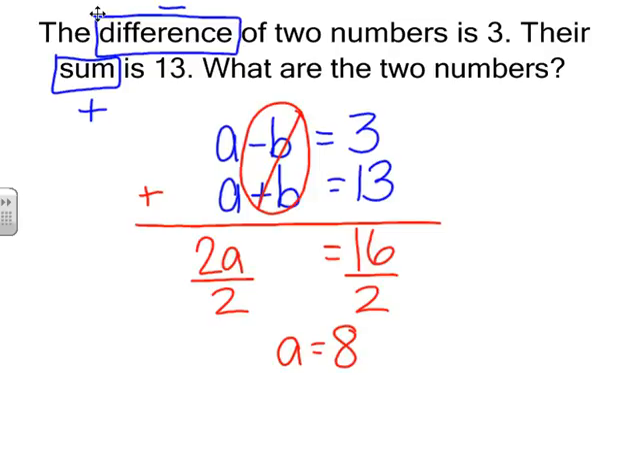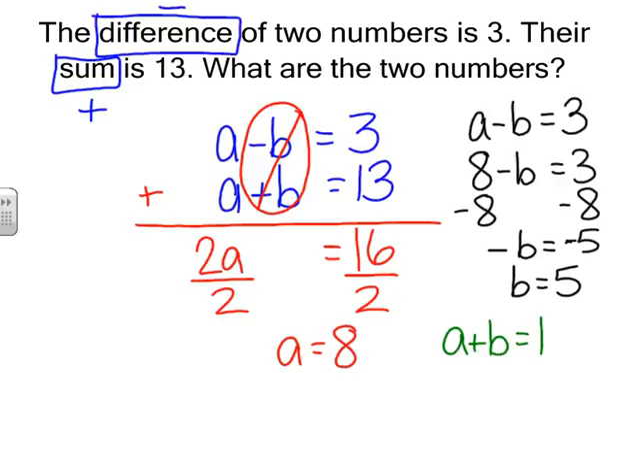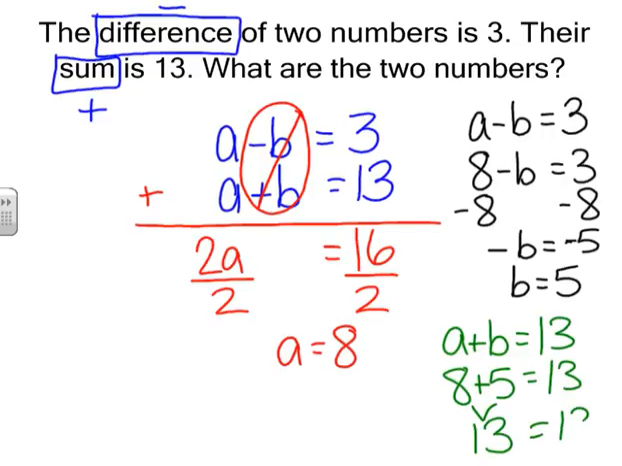Now let's substitute that back in. So 8 minus b equals 3. So b, once I solve it, is going to have to be equal to positive 5. Now as our final step, let's make sure it makes sense in our second equation. Substitute in 8 and 5, and that does actually equal 13. So we know that the two numbers are 8 and 5.